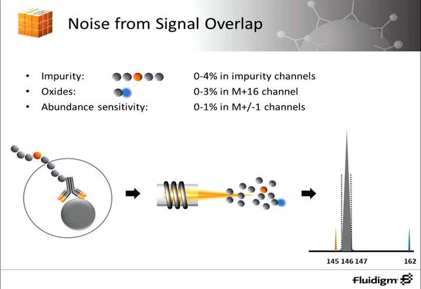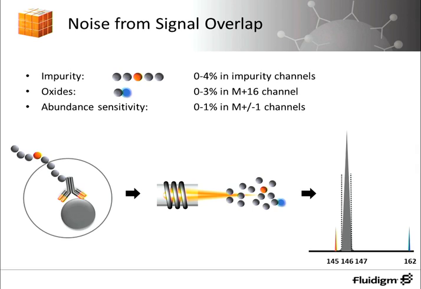The first 2, impurity and oxides, as Adib had mentioned earlier, they're standard. We can predict these, and they're not going to change over time. One is impurity, so that isotopes that we utilize may not be 100% pure, depending on which isotope you use. Oxides are formed in the plasma by an ion from one of our metal tags binding to an oxygen atom.